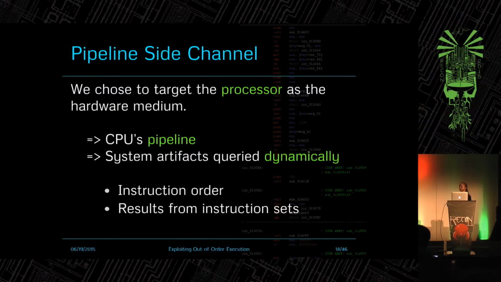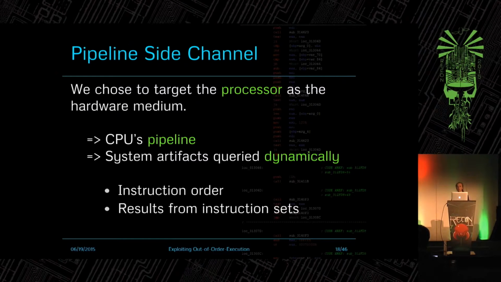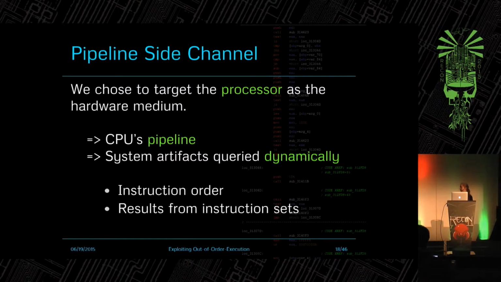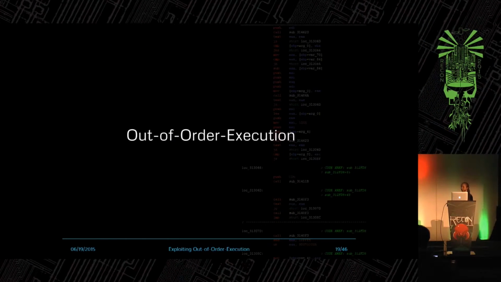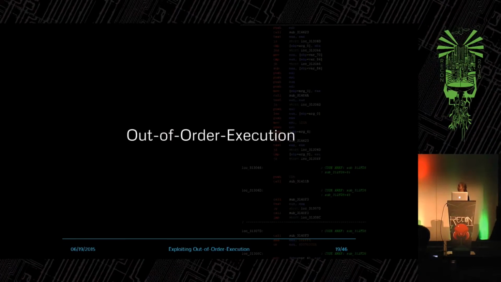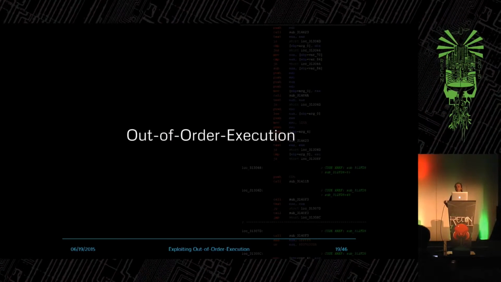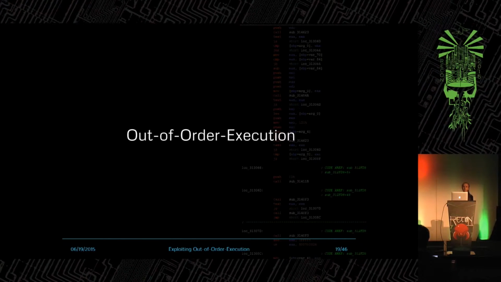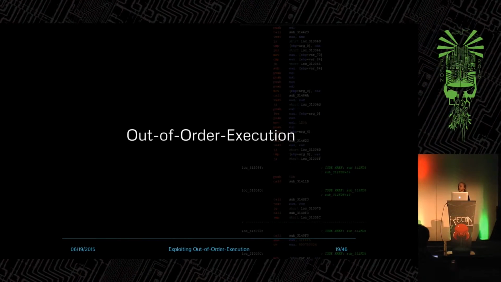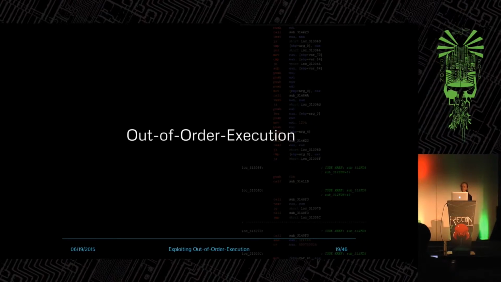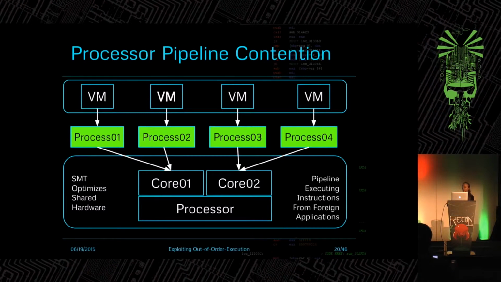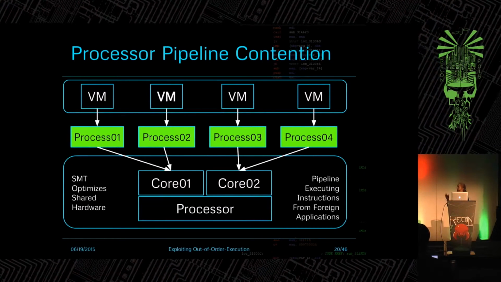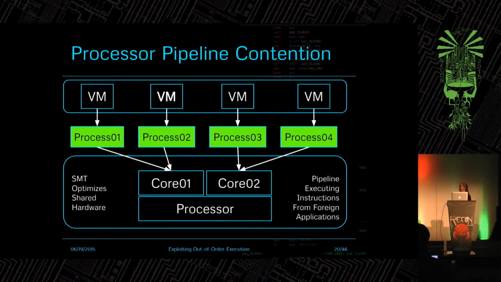So we get to know the values that the pipeline can return to us, which basically means we can use out-of-order execution. That's the artifact that we're going to be forcing and then also recording from the pipeline to learn the state of the pipeline as well as to learn about other processes sharing the pipeline with us. This is how it's going to look. So we have a bunch of VMs all running on a shared processor.